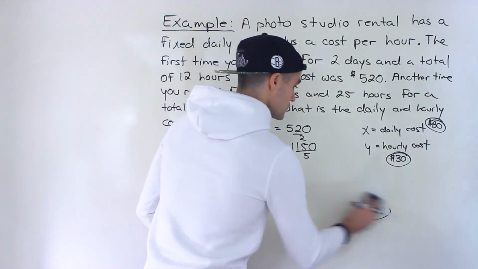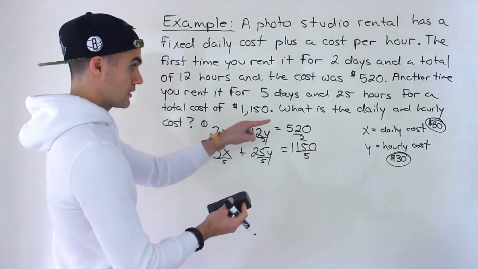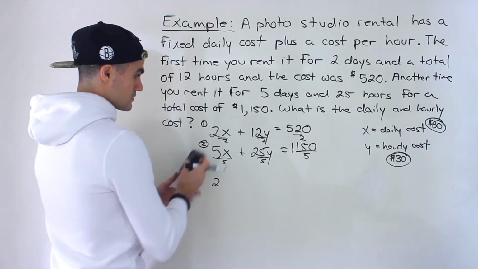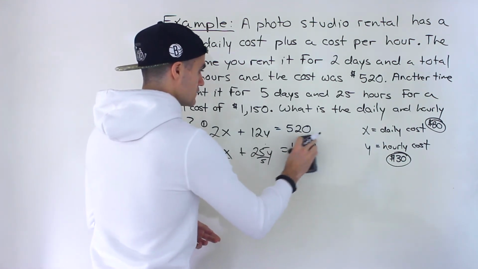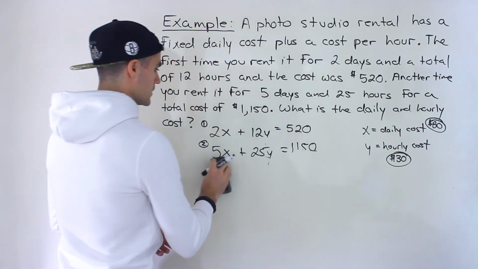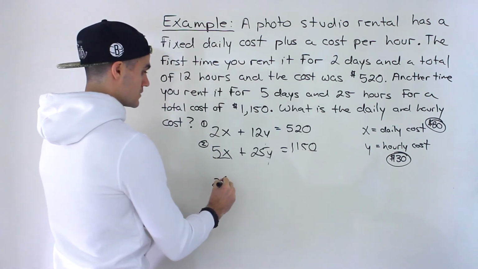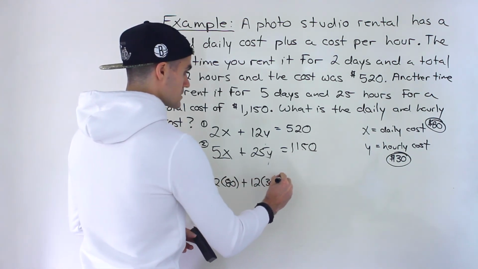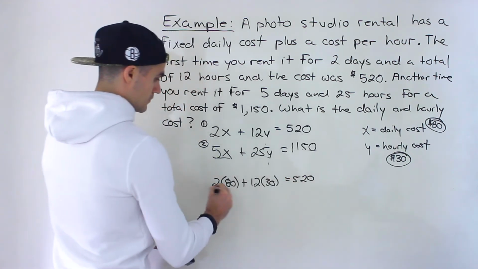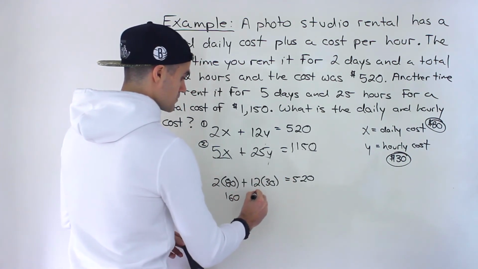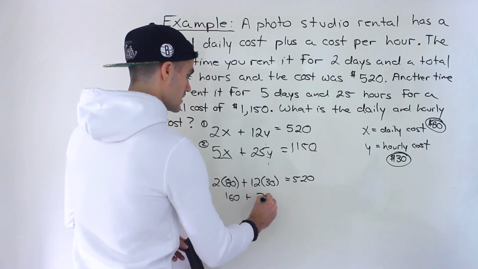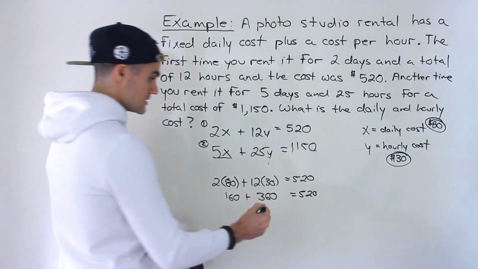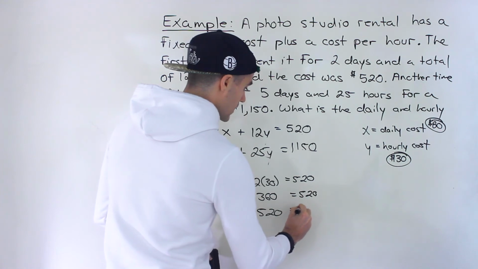If you want to do a final check, a quick check, you could plug those into the original. So if we do that, we'll have 2, not the ones we simplified to, so I'm going to get rid of these divisions here that we did. We're plugging them into the original. So we'll have 2 times the x value of 80, 2 days, plus 12 hours times the hourly cost. That should be 520. And then we end up with 160 plus this ends up being 360. And notice that 160 plus 360 does indeed give us 520. Left side is equal to the right side.